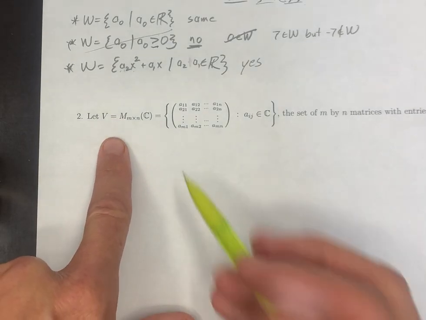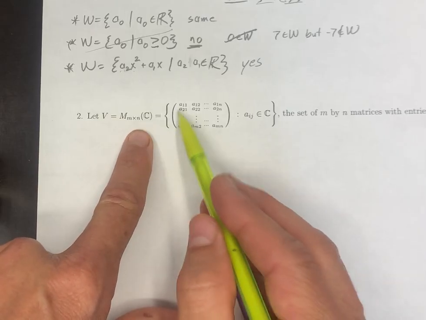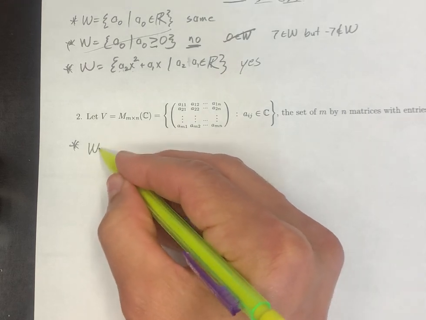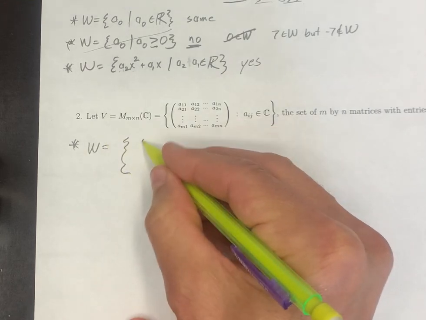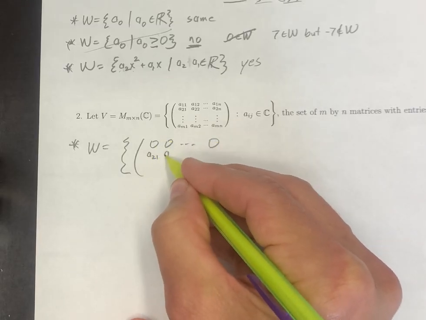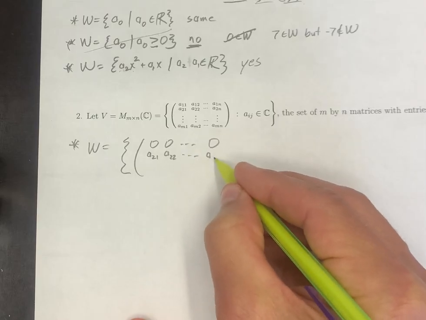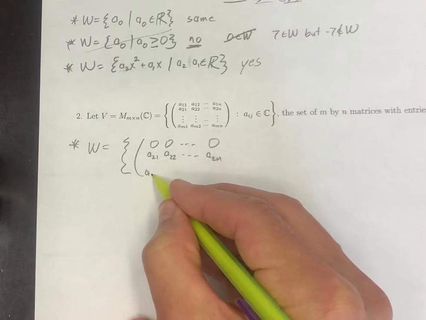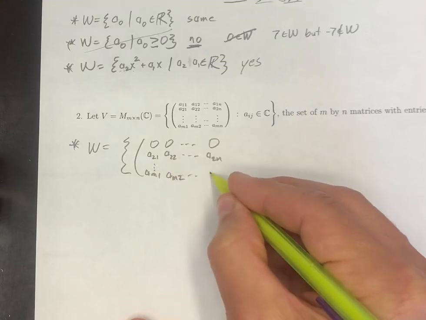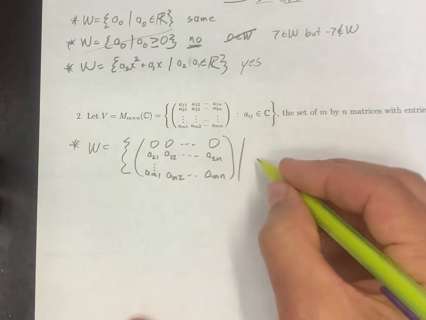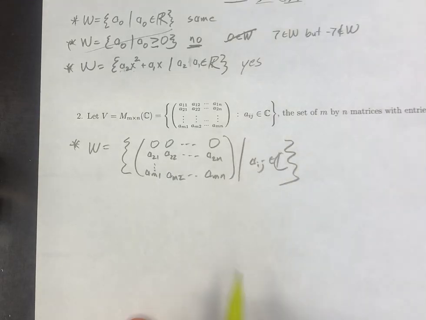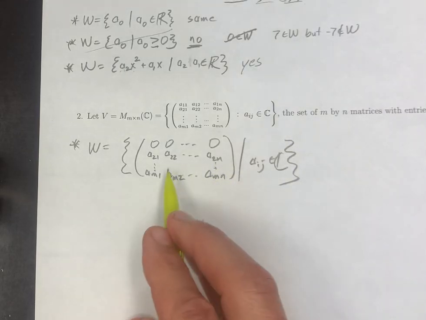What about matrices, m by n matrices with complex entries? Well, what could you do? You could have W be zeros on the top row, and everything else can be anything at once, a_{m2}, a_{mn}. Yeah, so this works just fine, right?